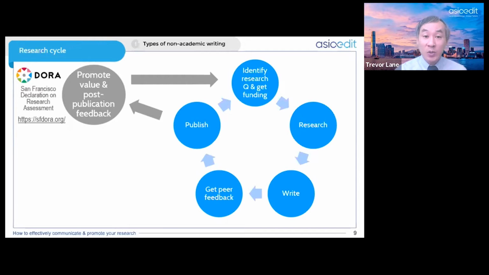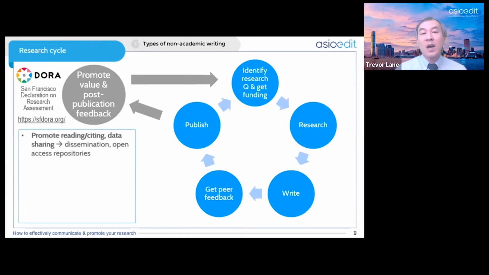Have people actually used it? Have you used money wisely from your government, from the taxpayer? It's commonly public money you've been using. So you need to promote your work to readers to get more people reading and citing, but also to share your data. And this is to do with dissemination. It's just to widely broadcast your work.